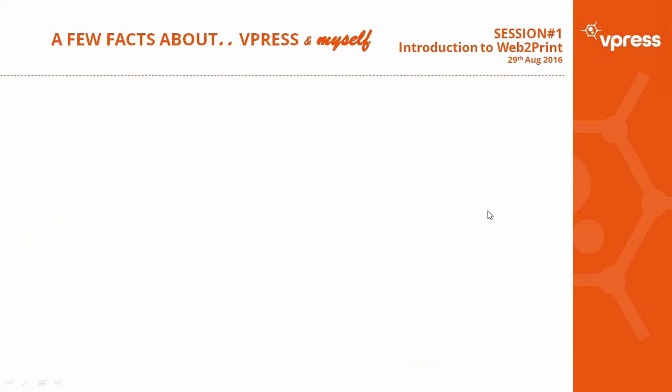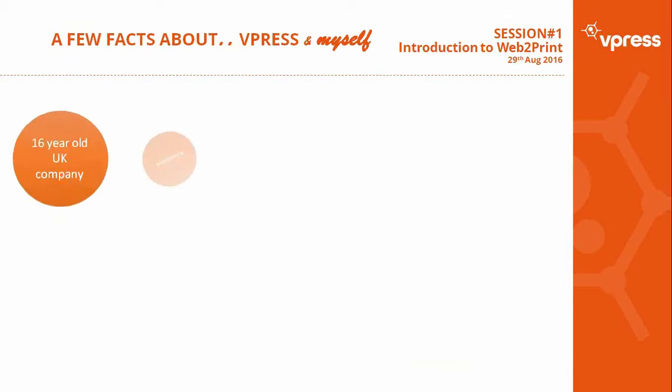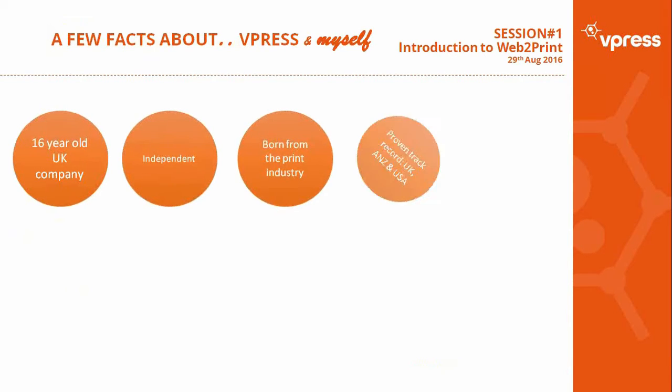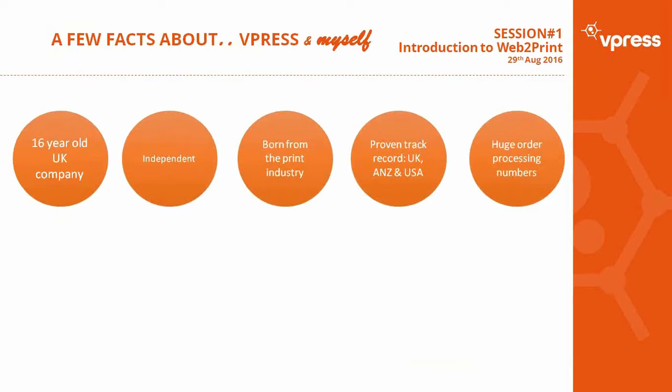So moving through. A few facts about Vpress and a little bit about myself. Vpress is a 16-year-old company. There's no real hard sell here, this is just a bit of information for you. We're 16 in February 2017. We're completely independent. We don't have any print arm, no design or creative arm. We're not owned by a print management company. We're a completely independent company that's sustainable.